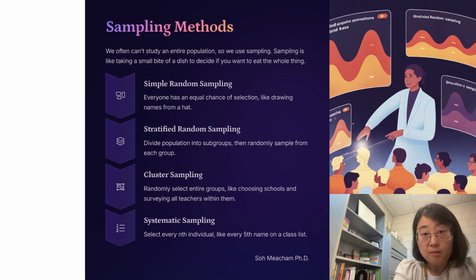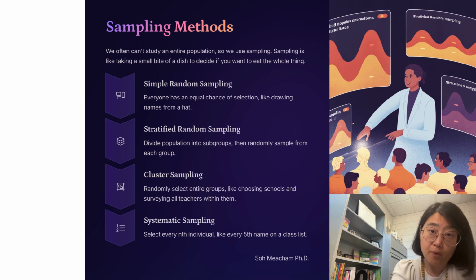Cluster sampling means you randomly select entire groups. For instance, randomly selecting 5 schools and surveying all teachers within them. It's like choosing entire neighborhoods to survey rather than individual houses. Systematic sampling involves selecting every nth individual, like every 5th name on a class list. If you have a list of students and you pick every 5th one, that's systematic sampling. It's like picking every 5th apple from a basket.